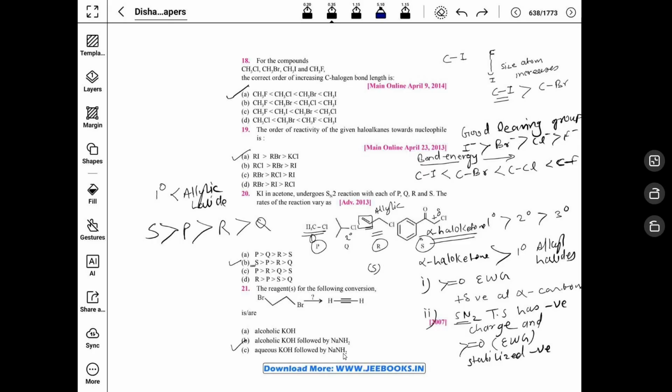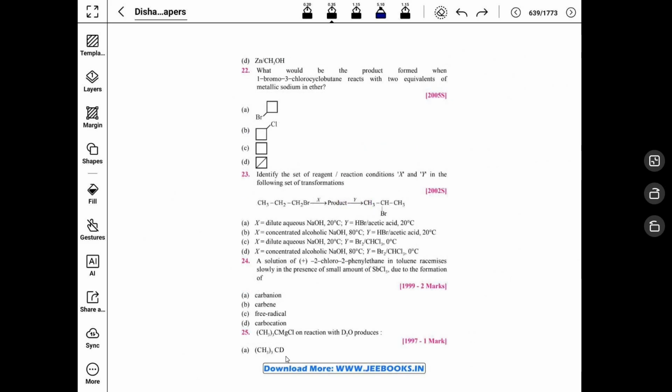Aqueous KOH followed by sodamide? No, because aqueous KOH, the OH, is a strong nucleophile, so it will lead to the substitution reaction rather than elimination. Therefore this is not the correct answer. What is the fifth? Zinc. No, this is a reducing agent.